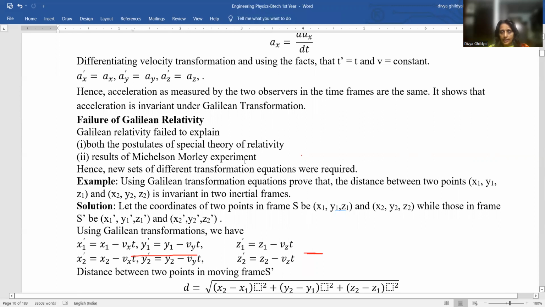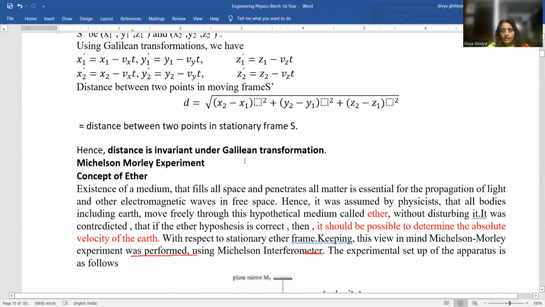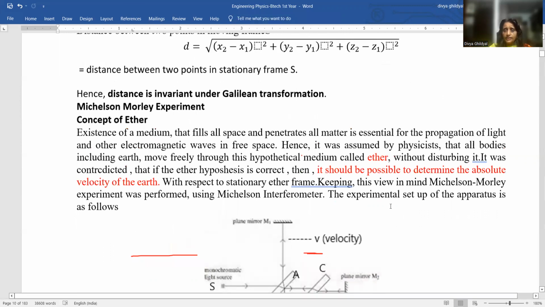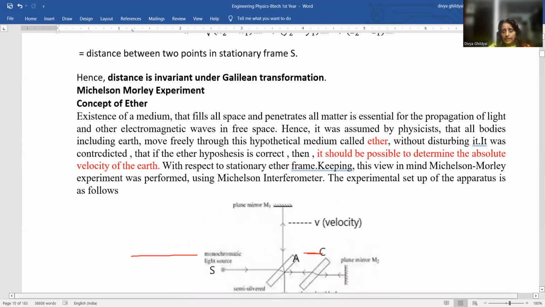What is the Michelson Morley experiment? I will just explain it here. Michelson and Morley performed an experiment to determine the absolute velocity of light with respect to the stationary ether frame. They assumed a hypothetical medium, ether, to be present throughout the universe so that they could perform their experiment easily and come out with certain mathematical equations to explain the Michelson Morley experiment.